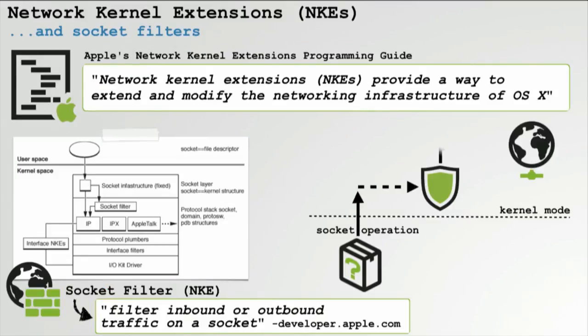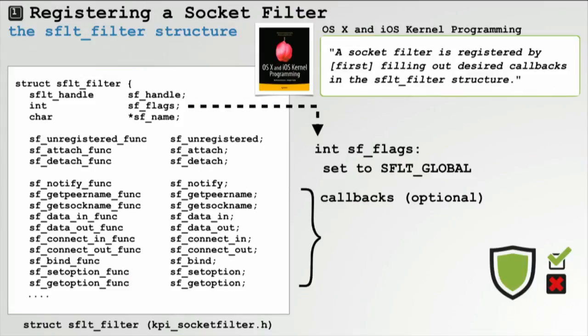Now, since we're going to need to monitor all traffic globally, we're going to have to write a kernel extension. In macOS, Apple provides network kernel extensions, or NKEs, as a way to extend or modify the network infrastructure. And one type of NKE is a socket filter, which, as its name suggests, allows code to filter network traffic at the socket level, which for a firewall is perfect. That's exactly what we need.